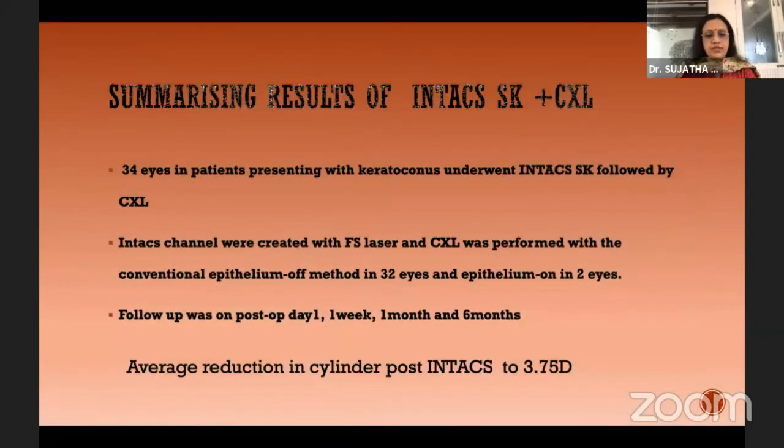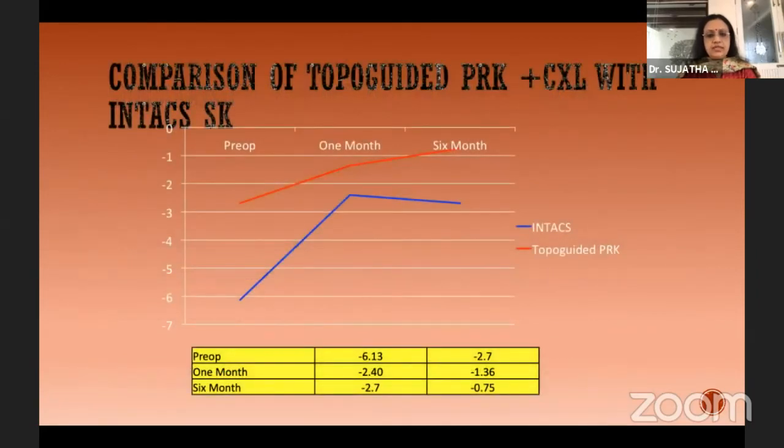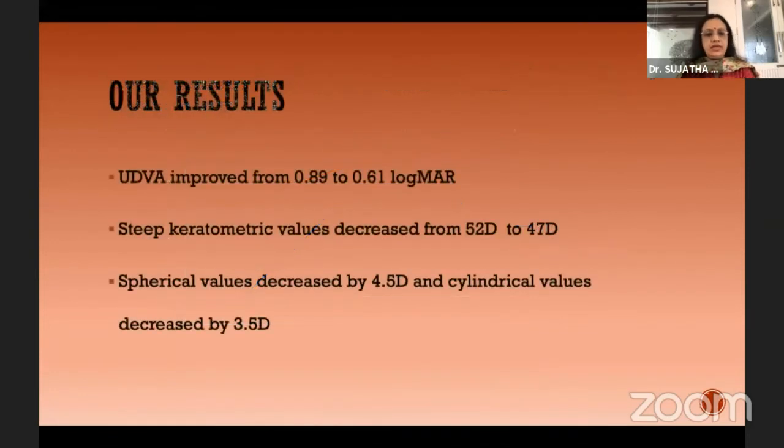So in our patients, the average reduction in cylinder post-intacts was about 3.75 diopters. You can see here the blue line showing the effect from minus 7 to minus 2. And this is the mean spherical equivalent. There is a slight drift over a period of a few months. But when you compare it with the topo-guided PRK, you can see the significant response from pre-op minus 6.13. It has dropped down to 2.7. And topo-guided PRK from 2.7 to 0.75, because we do topo-guided PRK in lower cylinders, not in higher cylinders.